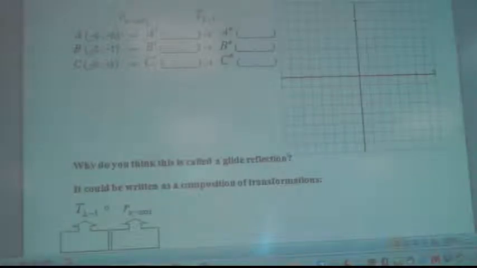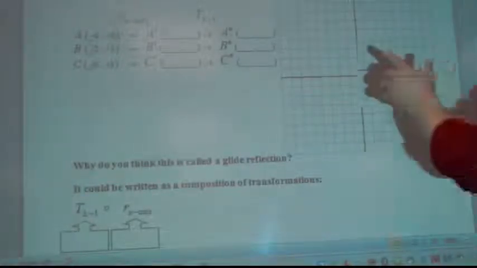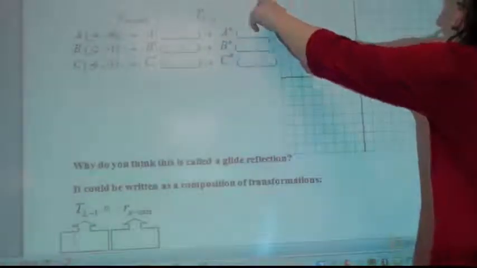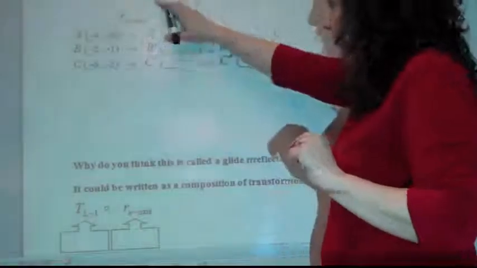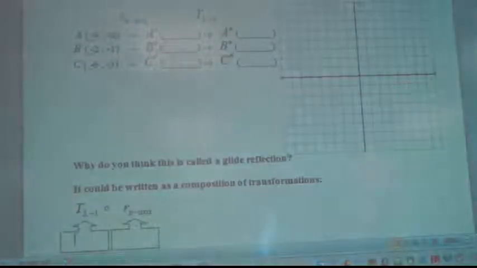It says reflect triangle ABC in the x-axis and then translate it 3, -1. So for the first one, I want you just to reflect over the x-axis. And then we're going to take those points and translate it 3, -1.